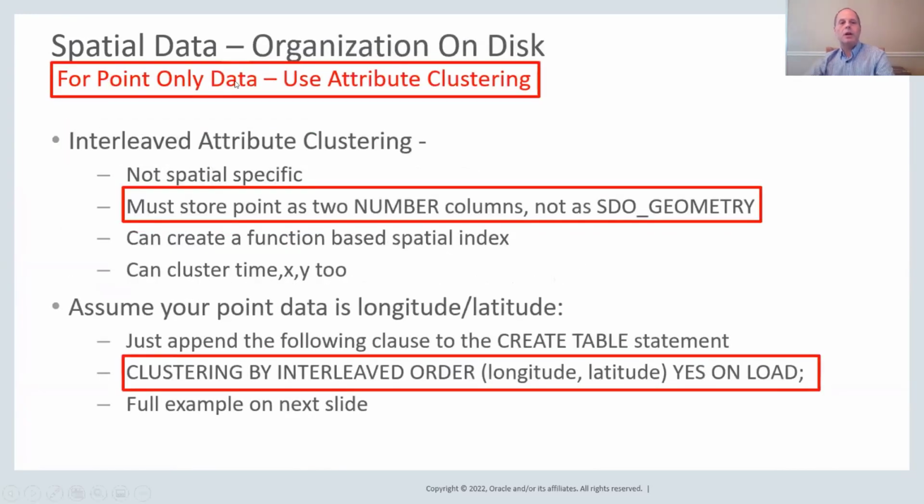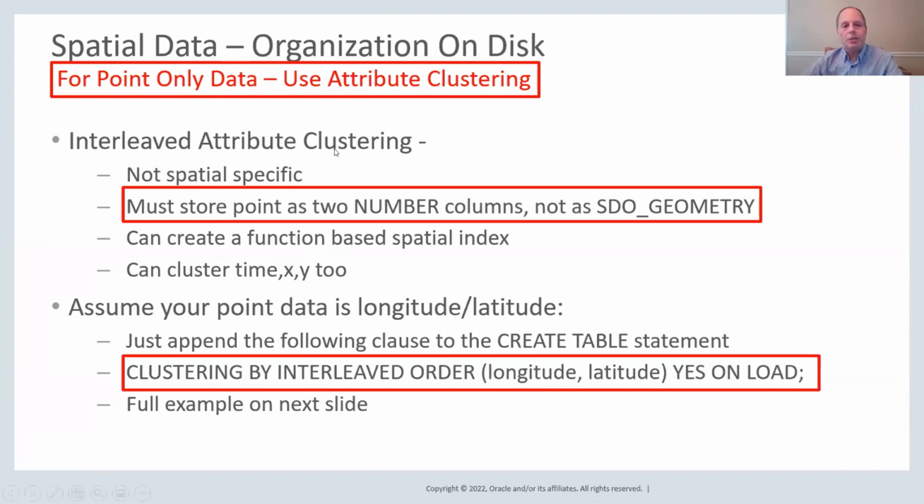First I'll talk about point-only data. We're going to use this feature called interleaved attribute clustering, which is not spatial specific. You do have to store your point not as an SDO_GEOMETRY, but as two number columns: X, Y, longitude, latitude, you decide. It's got to be two number columns. And if you're storing data as two number columns, we're also going to talk about creating a spatial function-based index on those number columns.